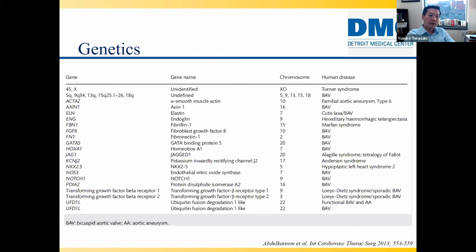We talked about genetics. So there's a whole slew of genes that are associated with bicuspids, as you can see. Some are specific to bicuspid aortic valves, and some are present in connective tissue disorders like Marfan and Loeys-Dietz syndrome, as you can see here. So a lot of genes connected to bicuspid aortic root aneurysms.